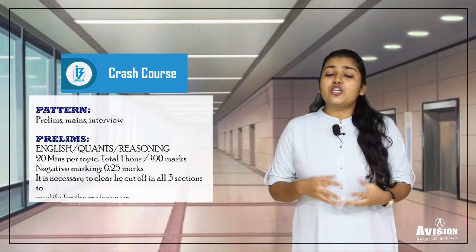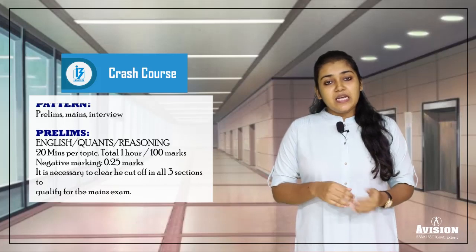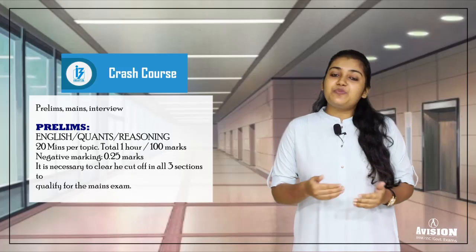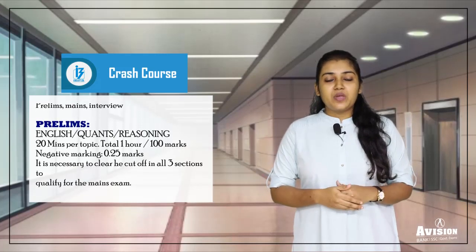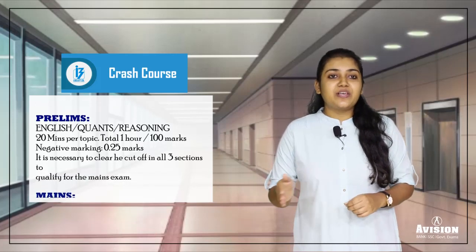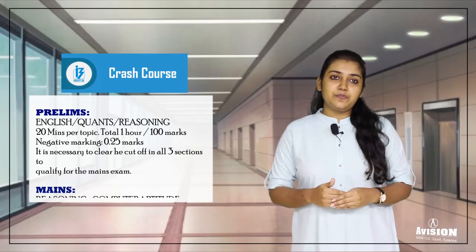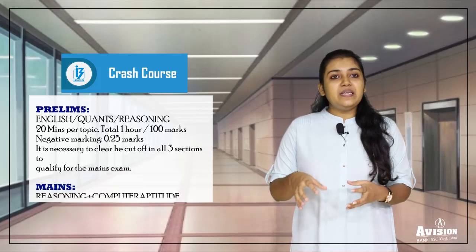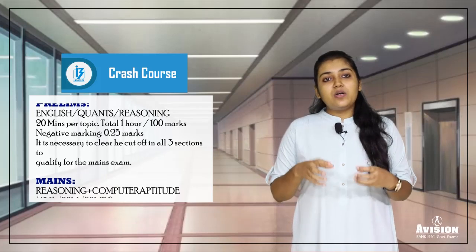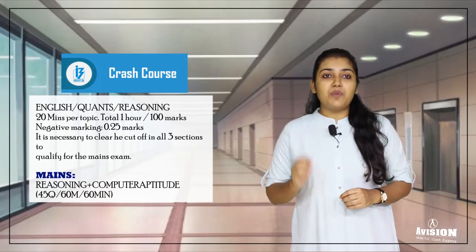Now let us come to a short view of the pattern of the IBPS PO examinations. Now we all know that the IBPS PO has 3 tier examinations. It is prelims, mains and then interview. Now let us talk about the prelims examination. Prelims examination has 3 sections, that is English, Quants and Reasoning. It is going to be 20 minutes per topic. You will be getting 1 hour to solve the examination and it will consist of 100 marks.